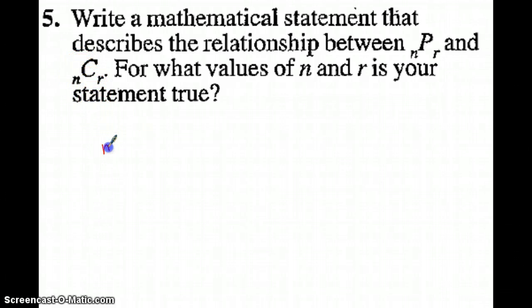Okay, we talked originally about how NCR we defined as: take the permutation and divide by how many ways there are to rearrange each permutation, and you get the combination when you don't care about the rearrangements. For what values of N is your statement true? Well, just about all of them. We know in the first place that N has to be greater than or equal to R for NPR and NCR to even be defined. N and R both have to be bigger than or equal to 0. I can't think of any other places where this isn't going to work.